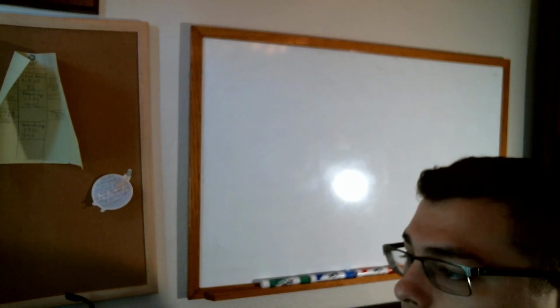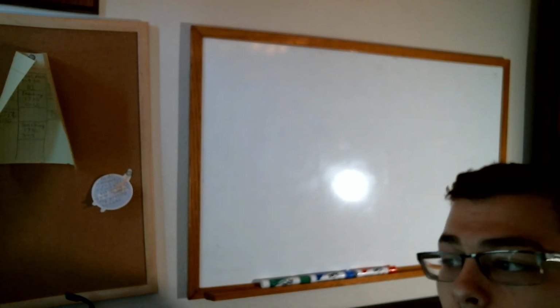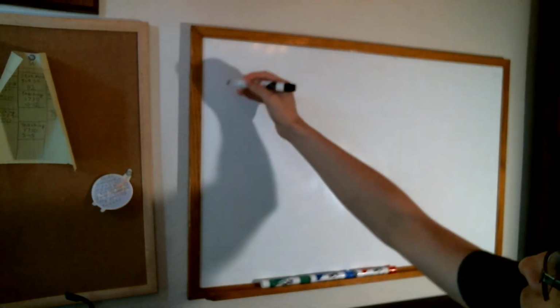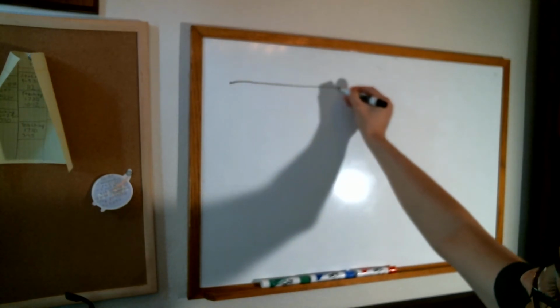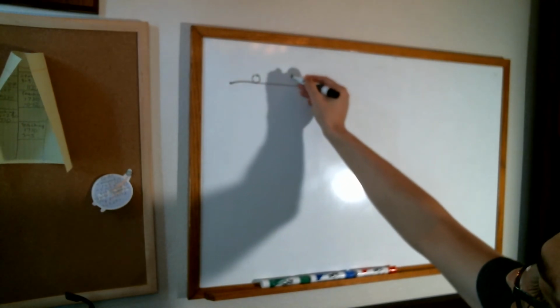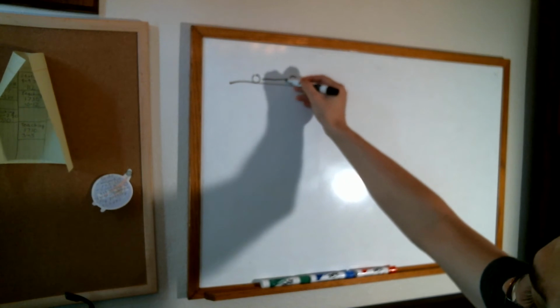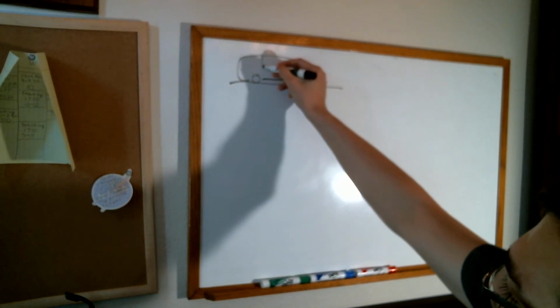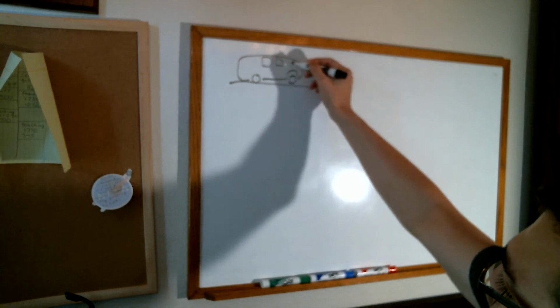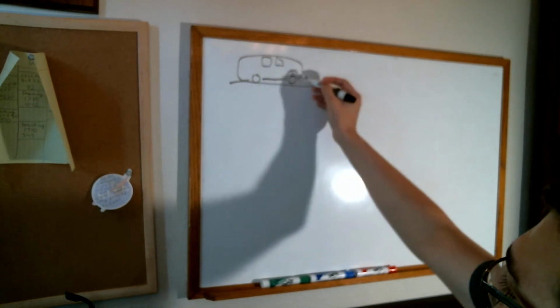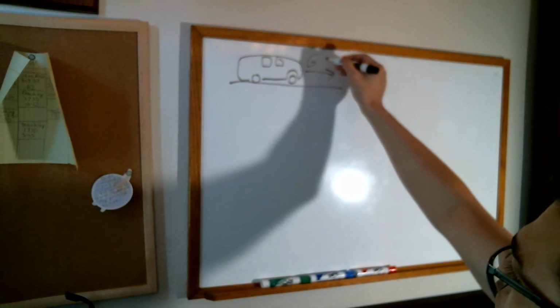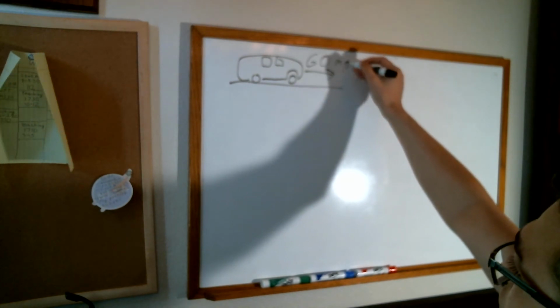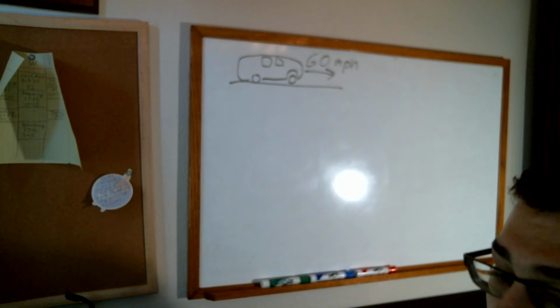So what we're going to be doing is taking a certain speed in miles per hour, and converting it to meters per second. Say we have a car, and we're just going to draw the car real quick. Excuse my drawing. This car is going to go 60 miles an hour because it's on the highway, and we want to get meters per second.